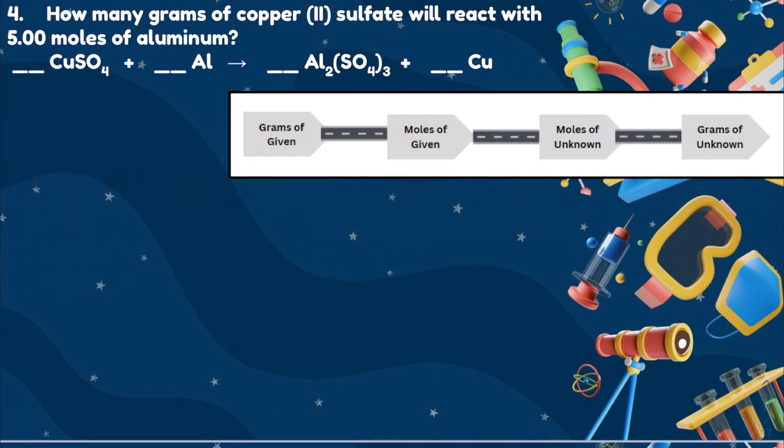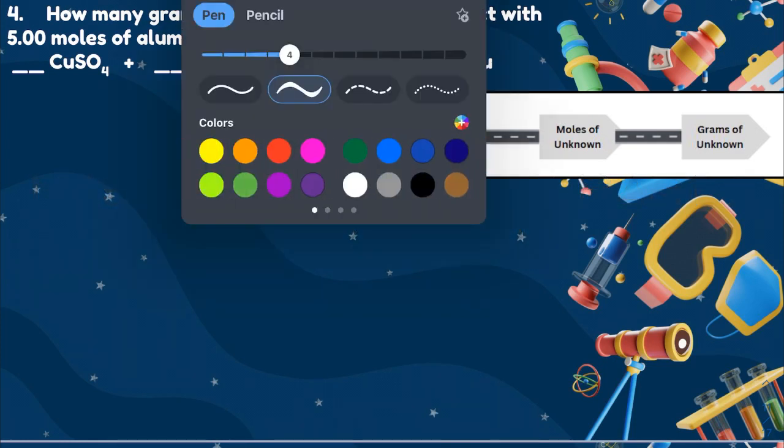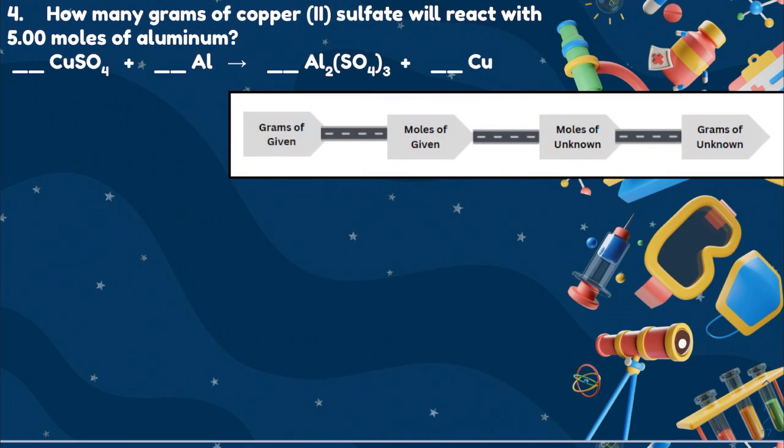We're going to continue with our mass-to-mass stoichiometry problems. Looking at number 4 here, how many grams of copper 2 sulfate will react with 5 moles of aluminum? Let's focus in on our given and our unknown. Our given is what we know a number for. That's going to be our 5 moles of aluminum.